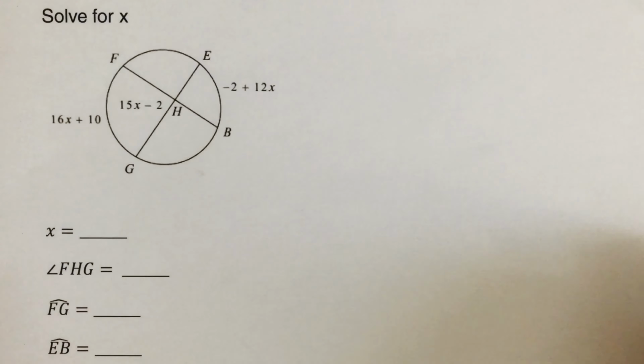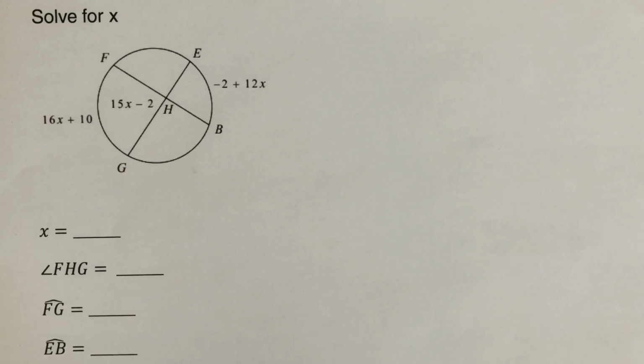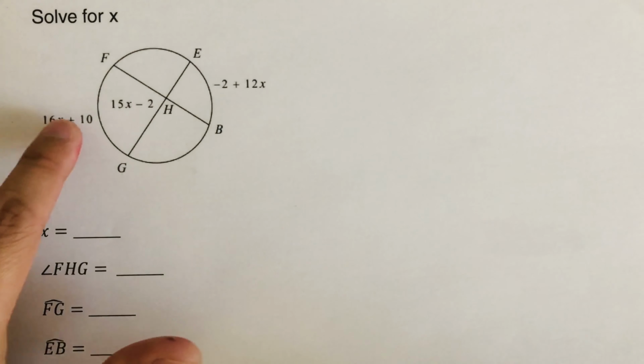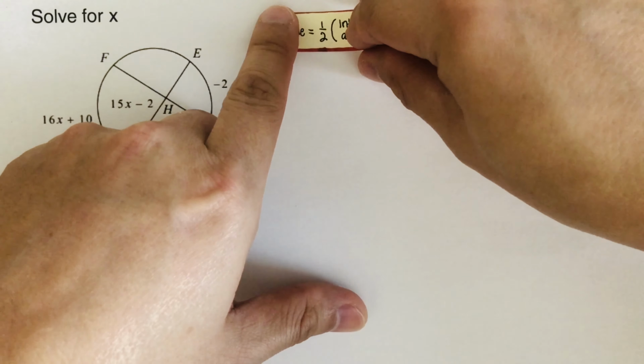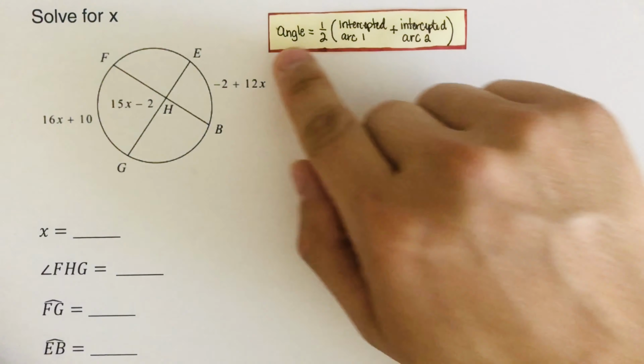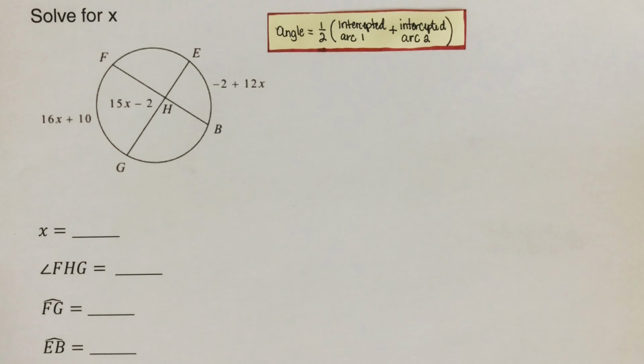So this time around, we have expressions. So there are no angle measures in integers, but we have expressions here. So how do we solve for x and determine all the rest of the angles, the arcs and the angle? So again, we use the same formula up there. So I'm going to put that up there. So we're going to plug in values.